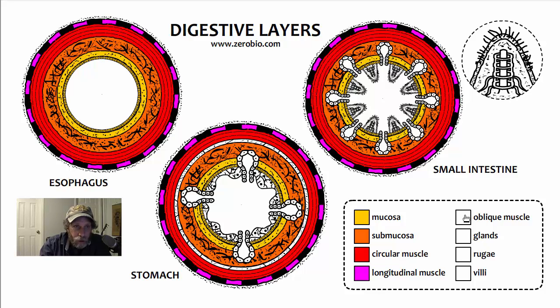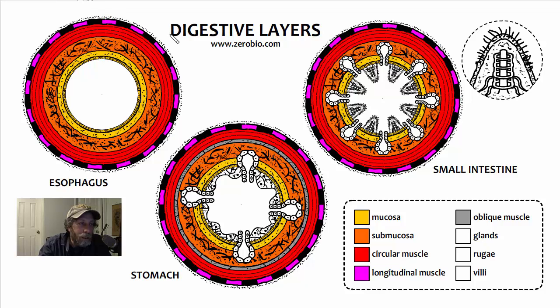The stomach does. So I'm going to highlight oblique muscle, and I've just done it in a sort of medium gray color here. You'll notice it is a muscle layer that is inside of the circular muscle, more proximal to the lumen than the circular muscle. So in the stomach, the order of muscle layers is oblique, then circular, then longitudinal. All three muscle layers in the stomach. In the esophagus, it's just circular and longitudinal. Same in the small intestine. But in the stomach, you've got this extra layer of muscle called the oblique muscle.